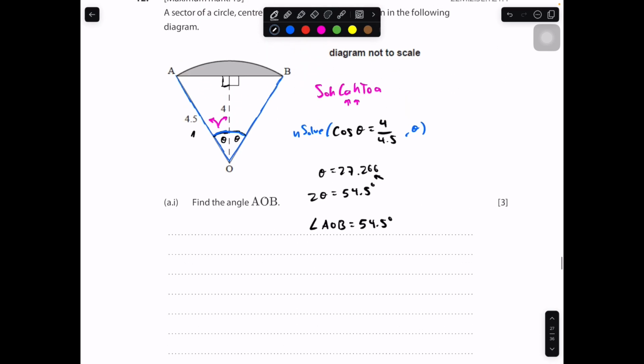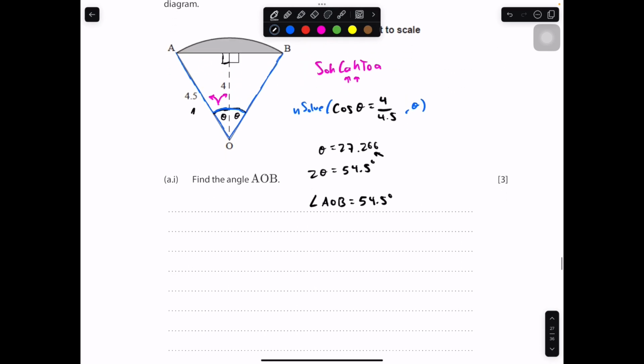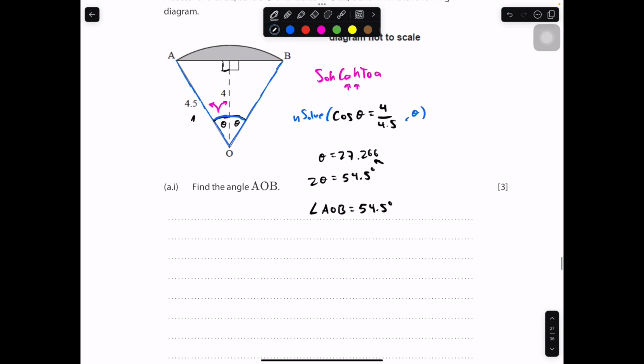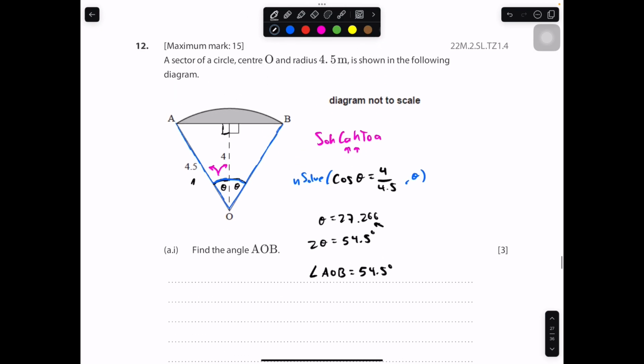Okay, find the area of the shaded segment. 5-mark question, kind of nice, I think. All right, area of the shaded segment. So they're asking for this portion right here. Okay, interesting. So I'm going to actually erase most of this here and then sketch it up new.